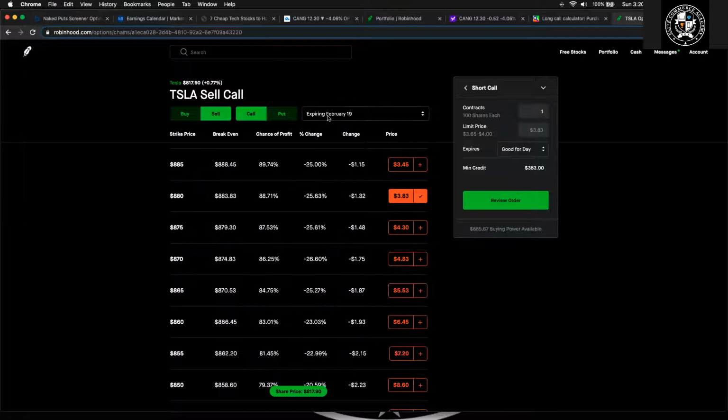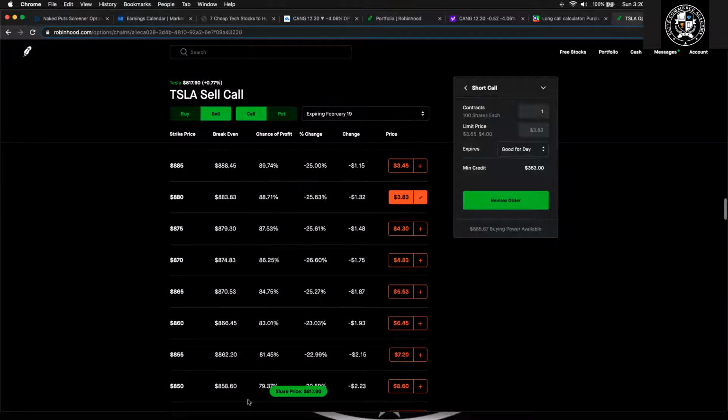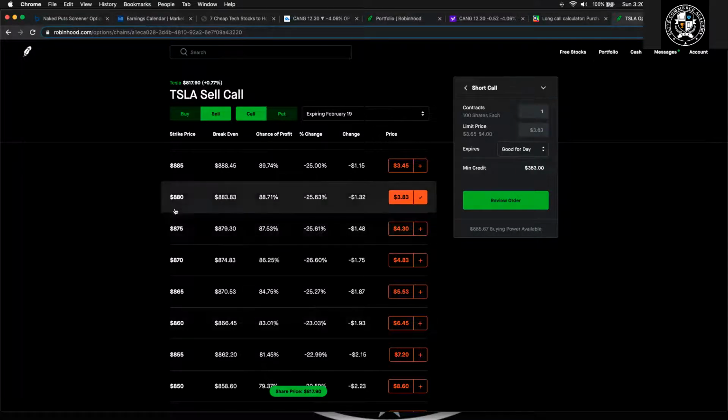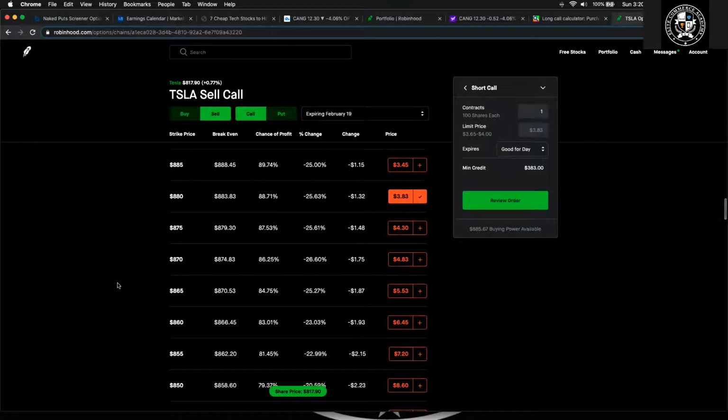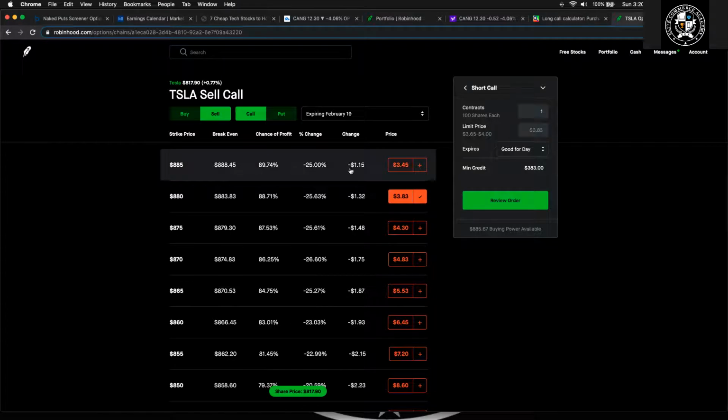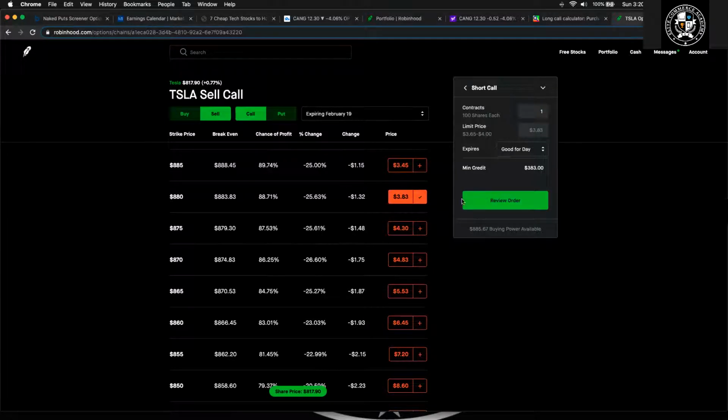So if it hits February 19th and the share price stays at $817 and they already accepted this 880 share price, they're not going to buy them from you. So the contract will expire and you just keep the money and you keep your shares. And then you can write another one next week and do the same thing. So that's how people make revenue off of their money.